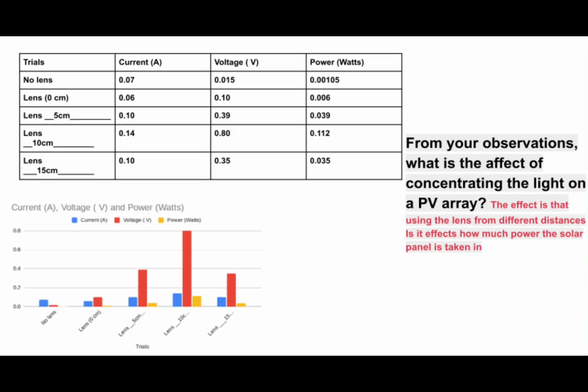From your observation, what is the effect of concentrating the light on a PV array? The effect is that using the lens from different distances, it affects how much power the solar panel takes in.